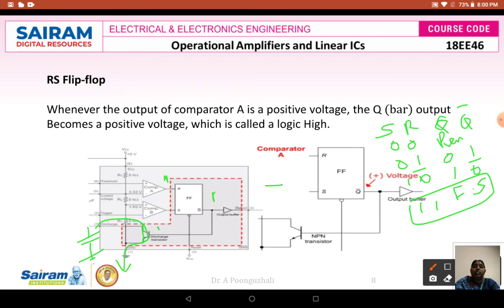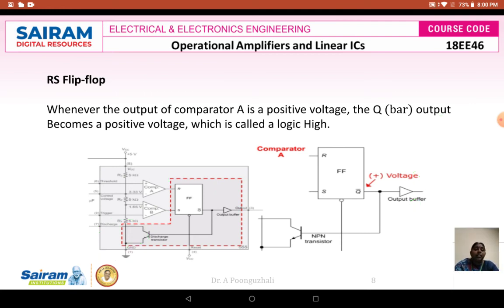This is 1 means this is a buffer, so I am going to have my output in the high state. So we say that whenever the output of the comparator A is high, a positive voltage, the Q bar output is going to be high. That means it becomes a positive voltage, which is called a logic high. So my output is going to be in the high state. Okay, so this is how your RS flip-flop is going to operate. The basic concepts of your RS flip-flop.